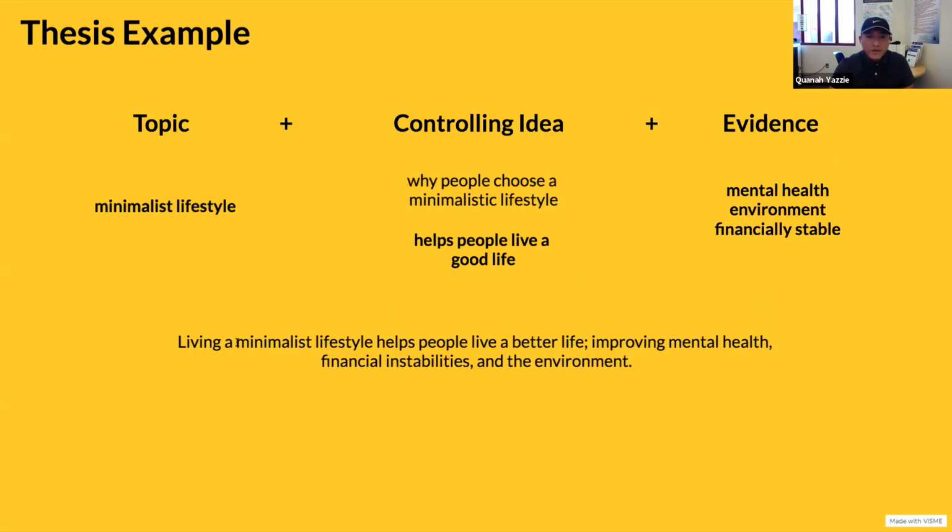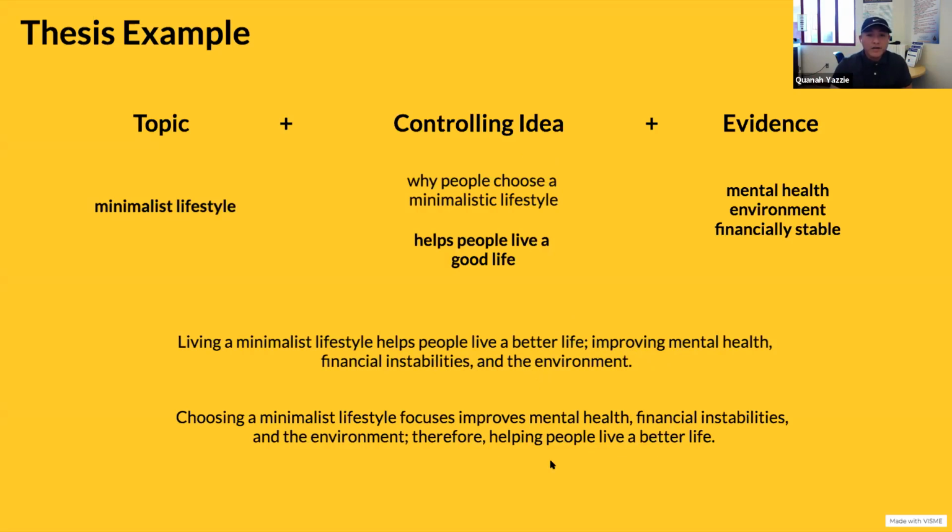So here we're involving the topic, minimalist lifestyle. It helps people live a better life, the controlling idea, and we're adding the evidence. How does it add the evidence? By improving mental health, financial instabilities, and the environment. It doesn't have to be in this order. Another way to do it is to mix things up a little bit, and an example of that is here on the bottom. It's the same thing, but worded a little differently: choosing a minimalist lifestyle focuses on improving mental health, financial instabilities, and the environment.